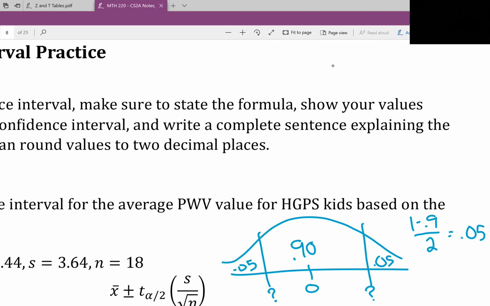Now we're off to the t-table to figure out what exactly this question mark value is. I'm going to use my degrees of freedom. If my sample size is 18, what does that make my degrees of freedom? You're right, n minus 1 is 17. So I'm going to be utilizing 17 degrees of freedom and 0.05.